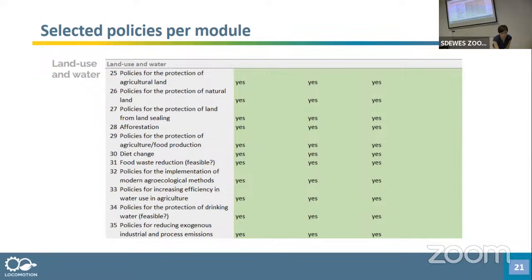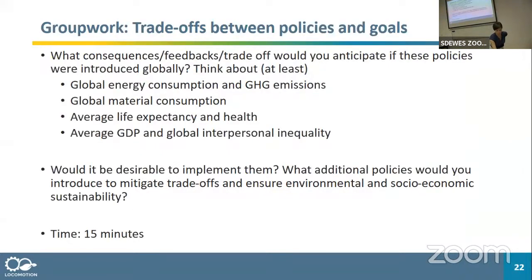Yes, and on the land use and water side, we'll have policies for the protection of agricultural land or natural land. With that I mean that we will assume in the model that, for example, natural land cannot be transformed into built-up land or into agricultural land. Those kinds of effects will be modeled, as well as afforestation. Dietary changes will also be modeled, for example, the effect of a less animal protein rich diet. So this is really just to give you an overview.